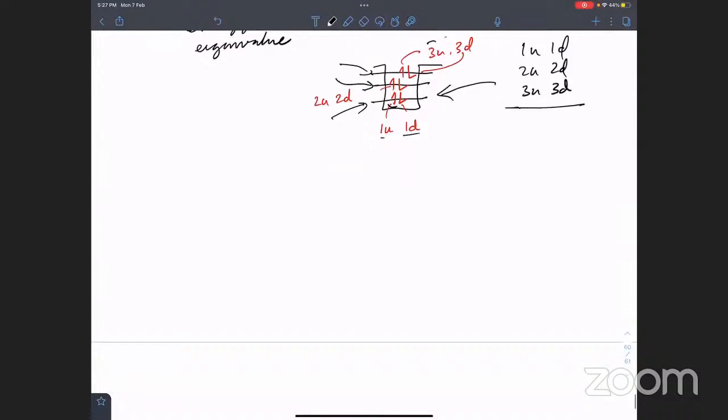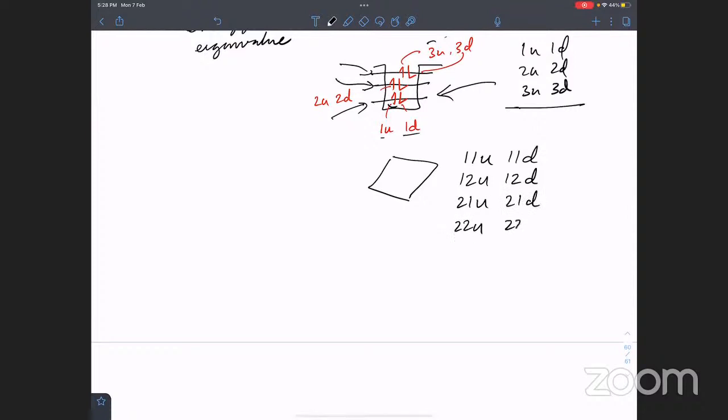When we go to a two-dimensional situation, what are the states? Each state will now have 2 numbers. Maybe it is 1 1 up. There cannot be 0, we know that it cannot be 0, so the minimum has to be 1. So 1 1 up, 1 1 down, then 1 2 up, 1 2 down, 2 1 up, 2 1 down, 2 2 up, 2 2 down. Is that clear to you, what I'm writing?